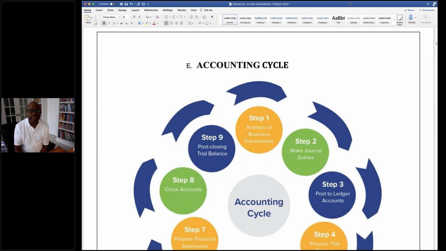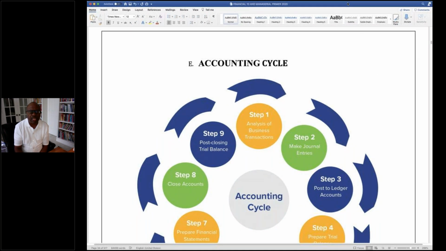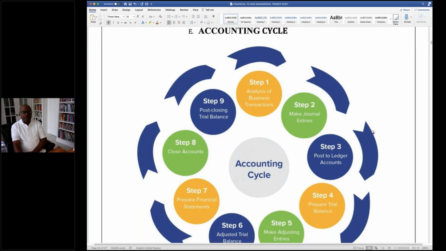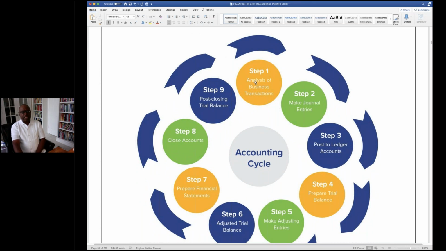Then we have the accounting cycle. And we finished the first 4 steps of the accounting cycle. We analyzed transactions, we made journal entries, we posted to the ledger, and we prepared a trial balance. So we had steps 1 through 4. We're going to skip 5 and 6 for now and go to 7 and 8, where we prepare the financial statements and close the accounts. We will come back to 5 and 6, probably after the midterm period.